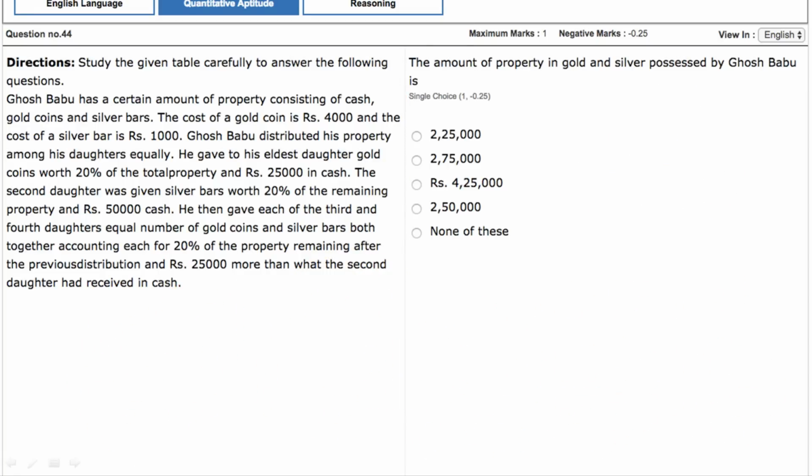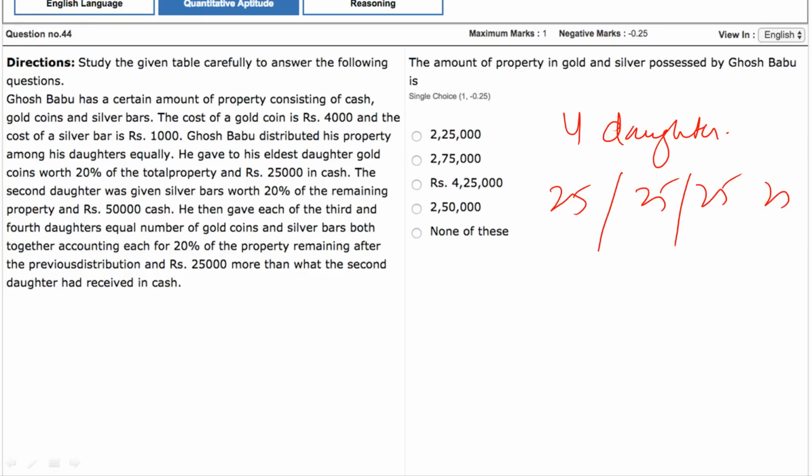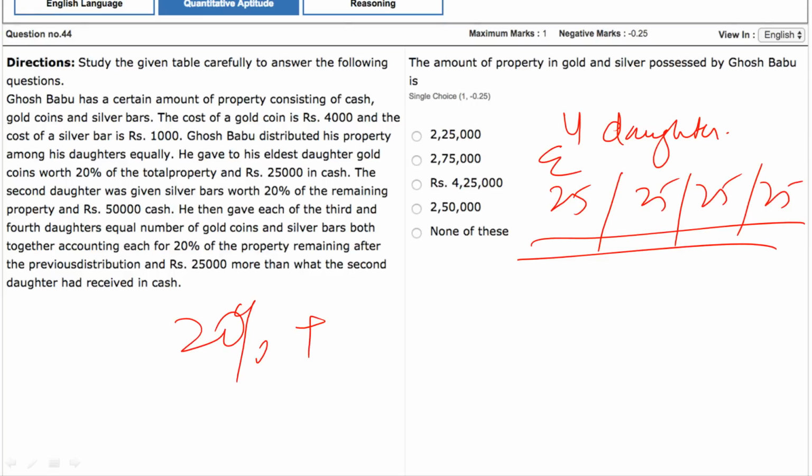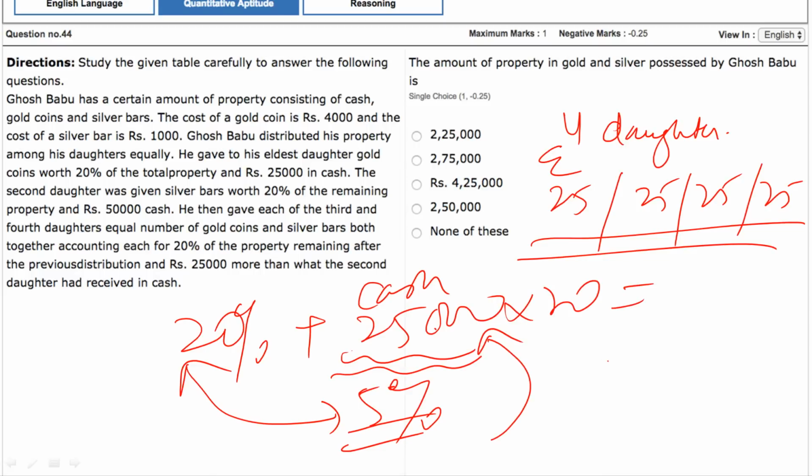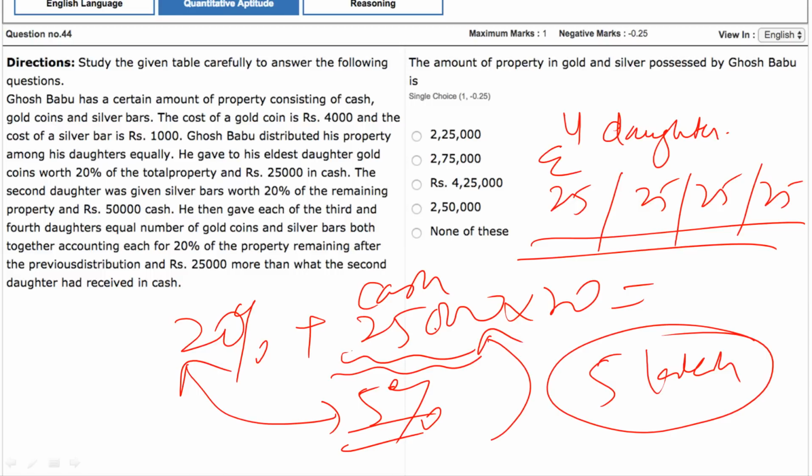Okay, I'll explain it again. After reading the passage, we knew Ghosh Babu has 4 daughters. This is clear, and it is equally divided, so all of them will get 25%. There is absolutely no doubt here. The eldest gets 20% in gold plus some cash. What will this cash be? This has to be 5% of the total, because she is supposed to get 25% and she got 25,000 as cash, which is nothing but 5% of the total value. If 5% of something is 25,000, then 100% is 20 times that. This is 5 lakh. I hope this is clear.